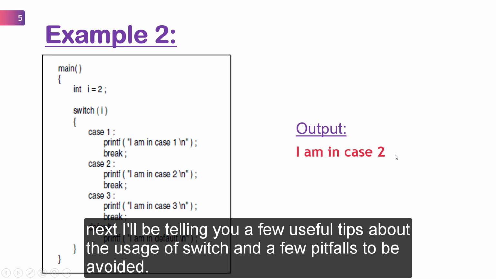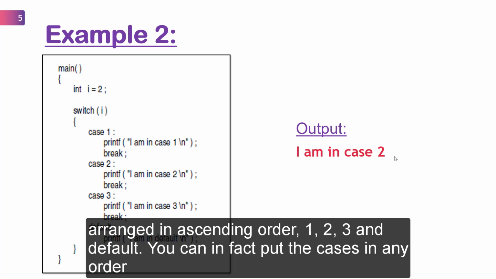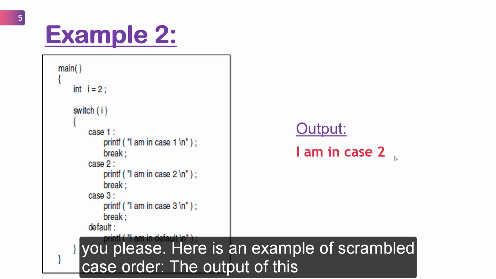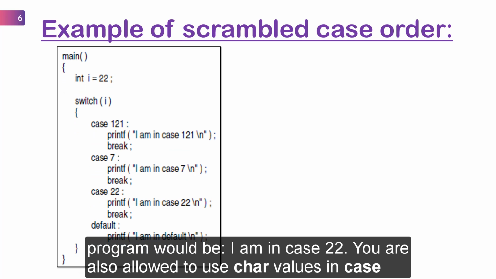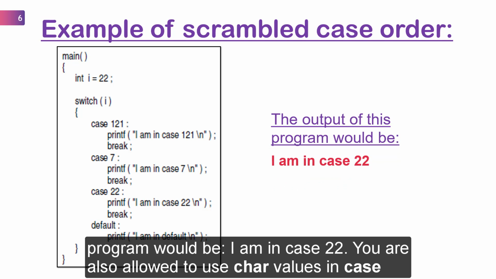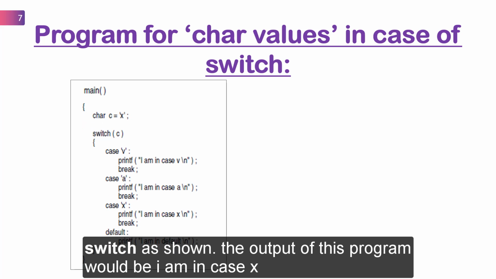Next, I'll be telling you a few useful tips about the usage of switch and a few pitfalls to be avoided. So first, the earlier program that used switch may give you the wrong impression that you can use only cases arranged in ascending order 1, 2, 3 and default. You can in fact put the cases in any order you please. Here is an example of the scrambled case order. The output of this program would be I am in case 22. You are also allowed to use char values in case and switch as shown. The output of this program would be I am in case X.